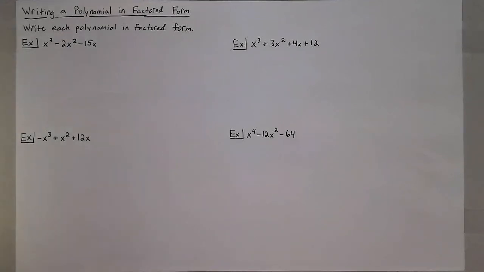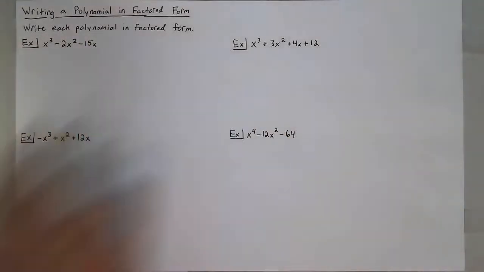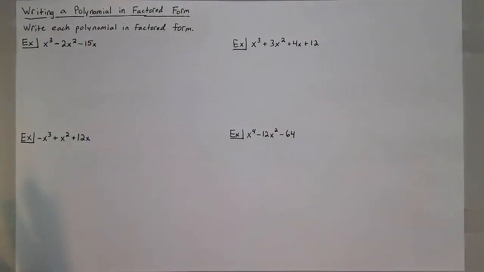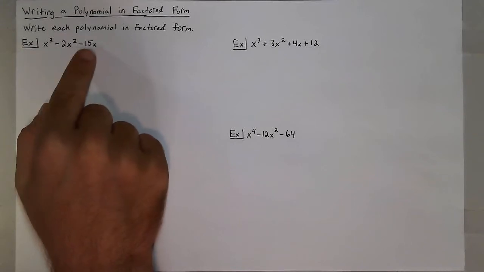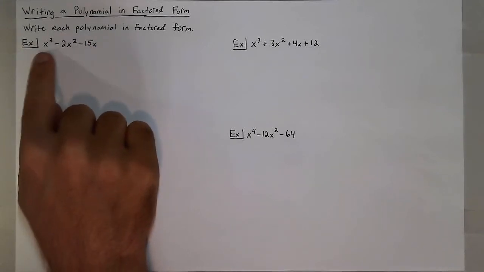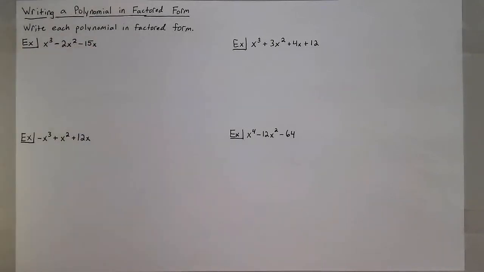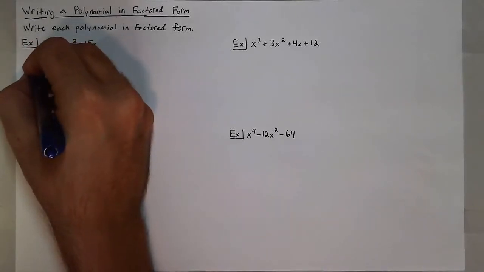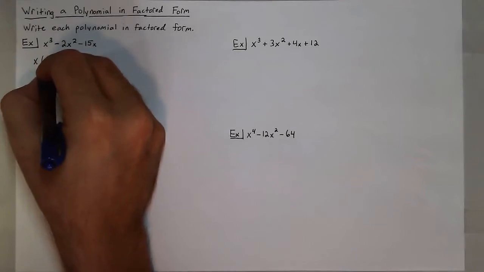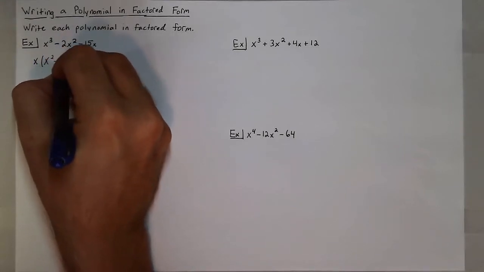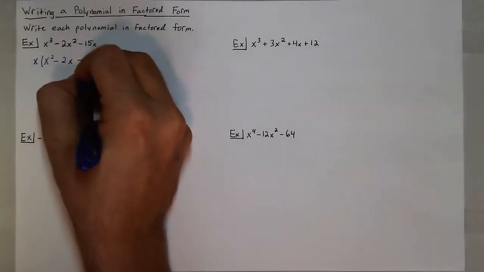In this video, we are going to learn how to write a polynomial in factored form. So we're going to write each polynomial in factored form, and one technique that definitely stands out, we'll use it with this first example, is you always look for a greatest common factor, which in this case they all have x in common, so we'll factor out x first. When that gets factored out, we now have x squared minus 2x minus 15.